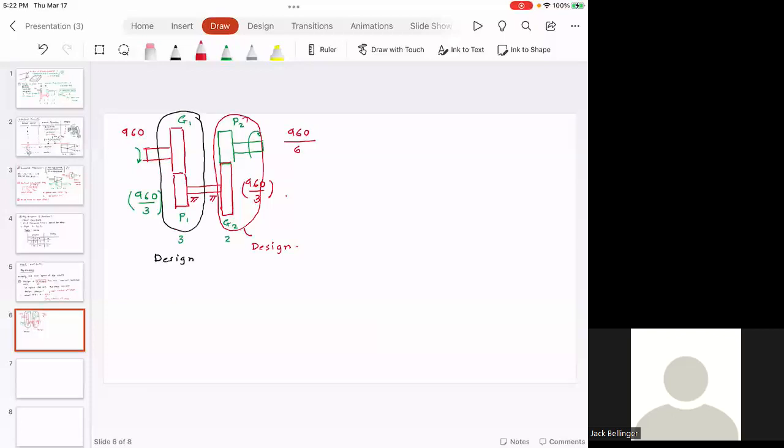We're given an input speed and a reduction ratio, so we can calculate the output speed by just dividing the two numbers. Basically 960 is the input speed. The first reduction would achieve 960 divided by 3. The second reduction would achieve 960 divided by 6. That would be the overall reduction ratio. Any other questions?